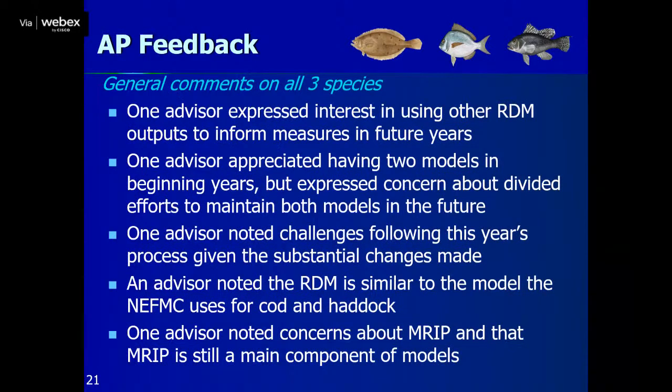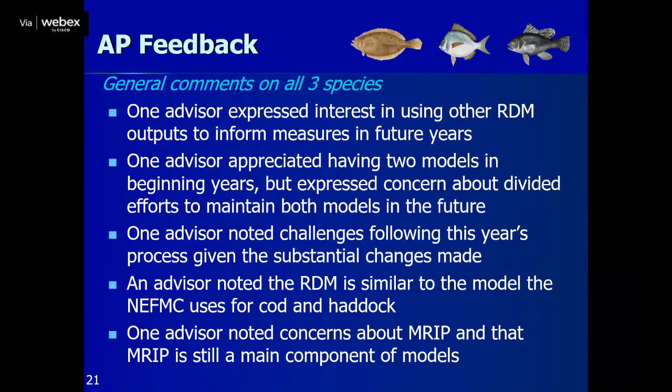So getting into advisor feedback, the summer flounder, scup, and black sea bass advisor panel met on November 30th to discuss 2023 measures for all three species. There were several general comments made related to all three species. One advisor expressed interest in using other recreational demand model outputs, such as angler welfare, to inform measures in future years. This advisor also expressed appreciation towards having two models for comparison purposes, especially in this first year of using them. However, he expressed concern that this would divide effort to maintaining both models into the future.